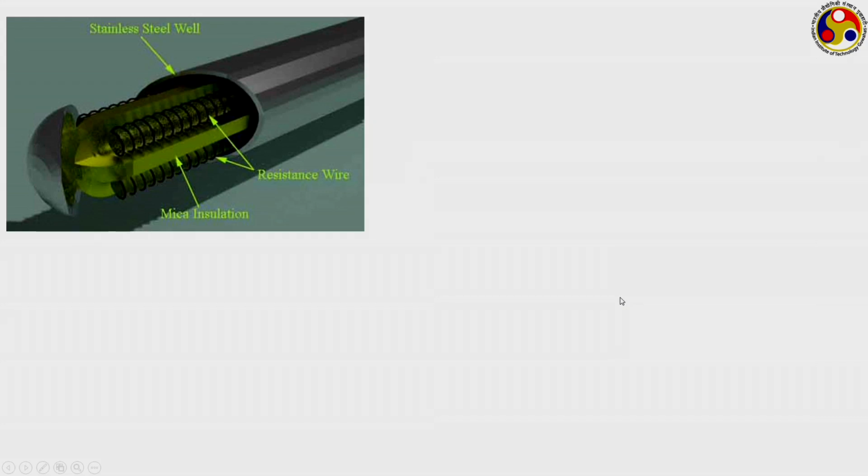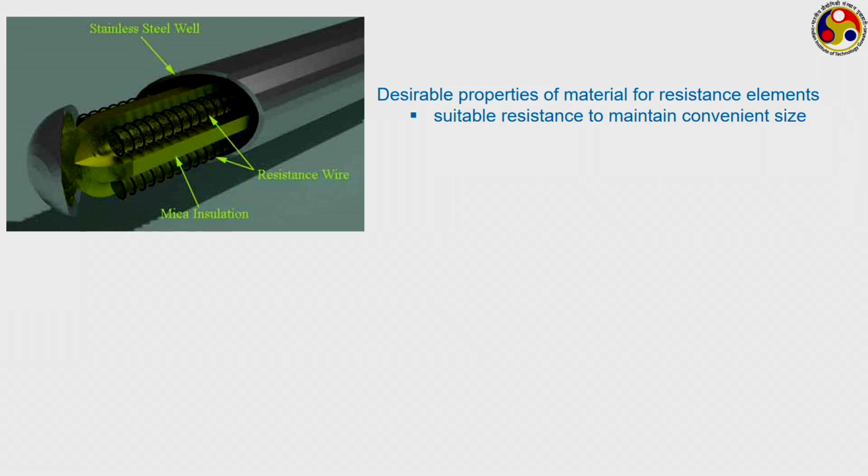Physically, an RTD sensor may look something like this, where we can have the resistance wire wrapped inside a stainless steel sheath or stainless steel well, and the wires are separated from each other by insulating materials. We generally want a quite high thermal coefficient of resistance from this wire, and there are several other properties which are desirable for a conductor to be considered while fabricating an RTD. Some of the relevant properties: the resistance should be suitable so that we can maintain a convenient size. We want a reasonable value of resistance within a smaller size.